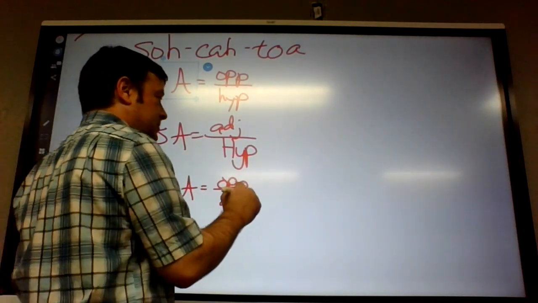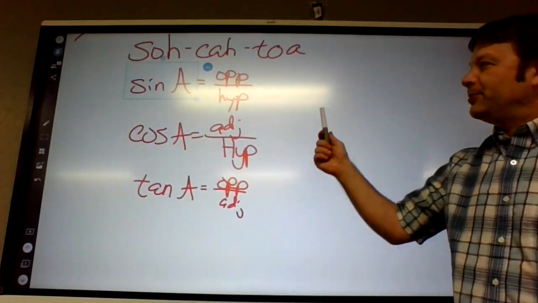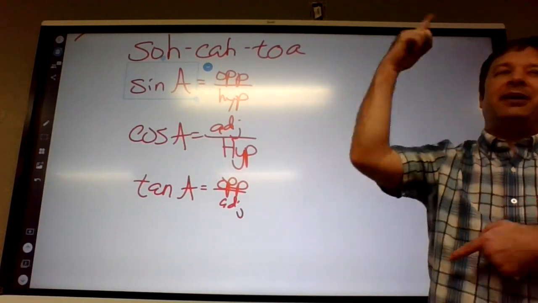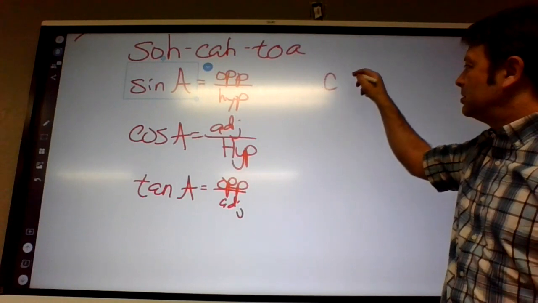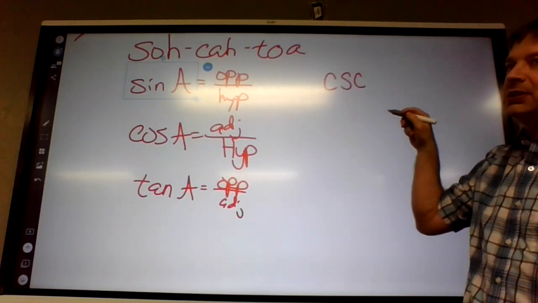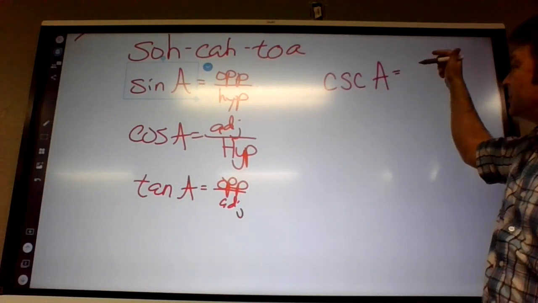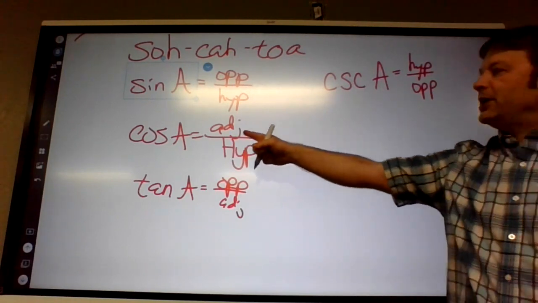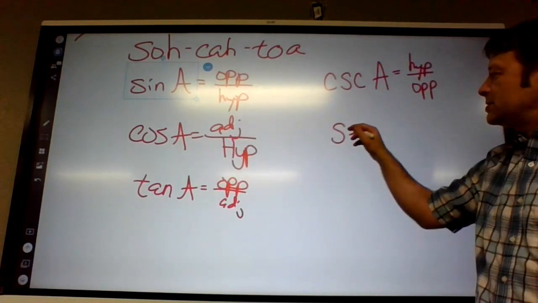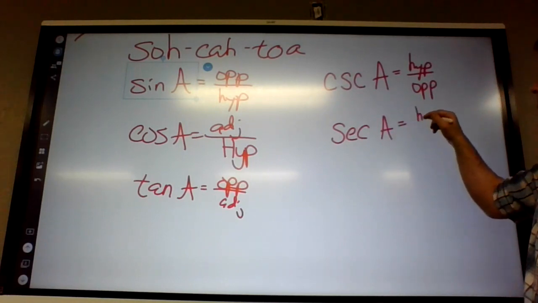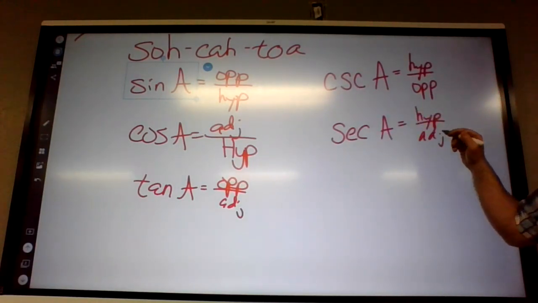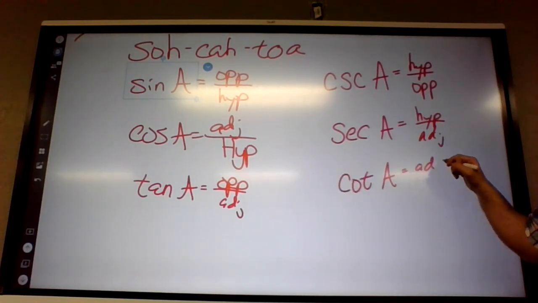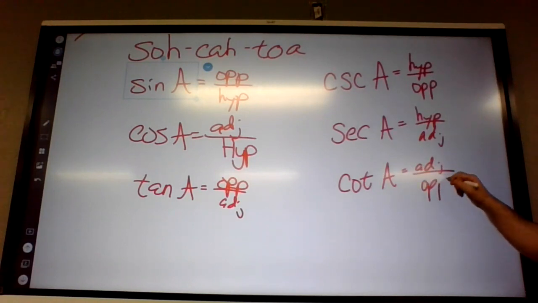Alright, and so I don't have a trick for this, but we also need to know the reciprocal functions. So what is sine upside down? What was that called? Cosecant. CSC. So cosecant of the angle equals hypotenuse over opposite. Cosine goes with secant. And then tangent goes with cotangent. So you have to have all this memorized for the test.